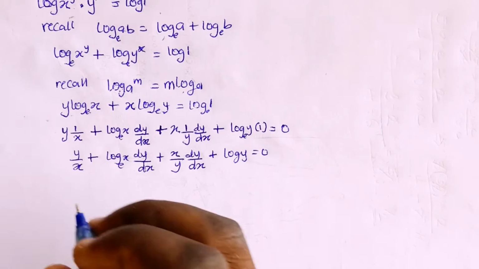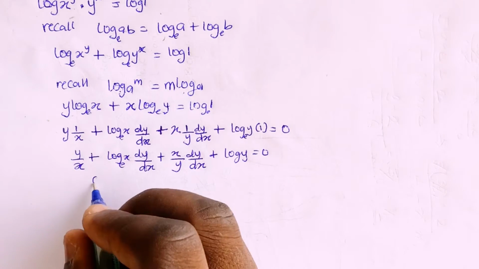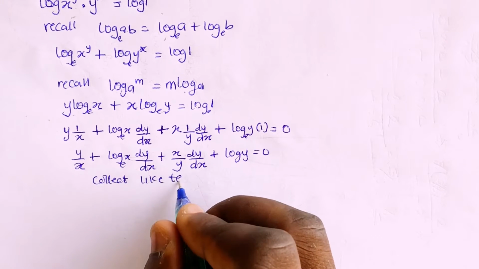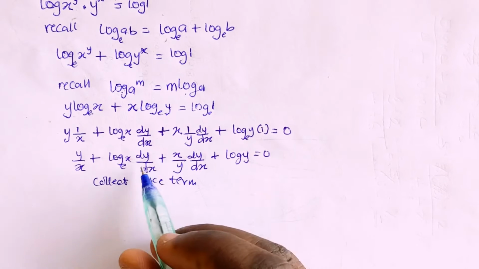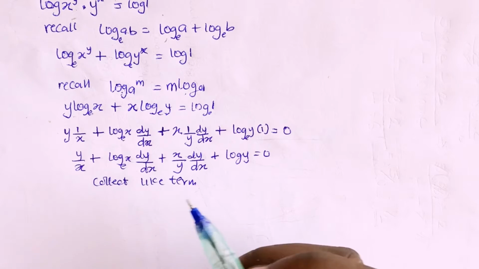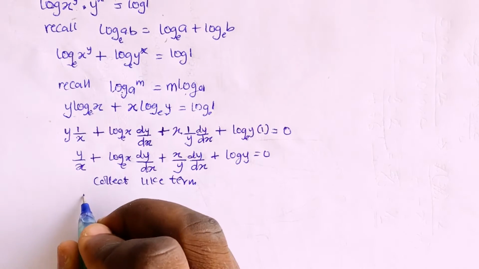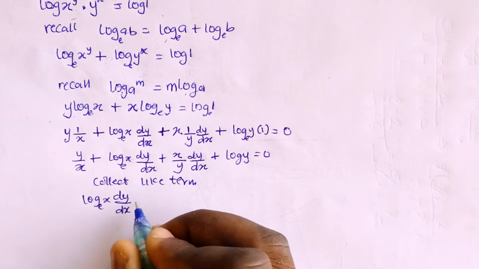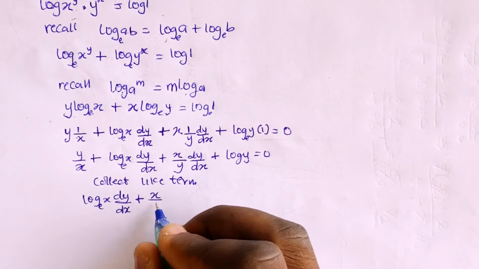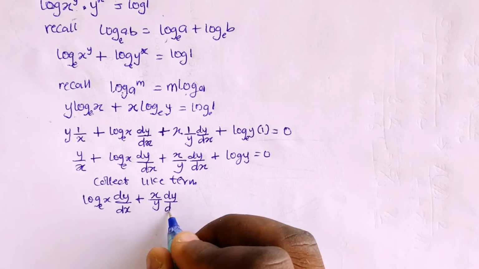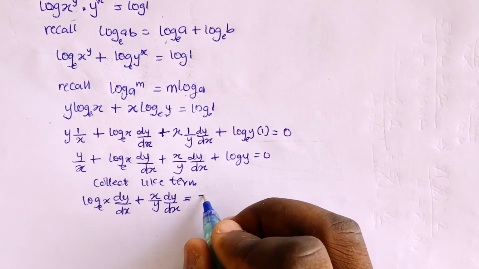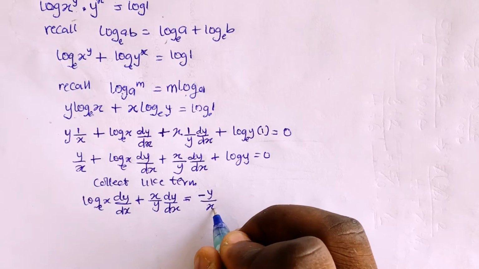So in this case now, I'll be collecting like terms. That is, I'm going to bring out the value of dy/dx. I'll make it the subject of the relation here. So in this case, I'm having log e x, that's the dy by dx, plus x dy by dx equals, this will come here, I'll be having minus y over x, right?